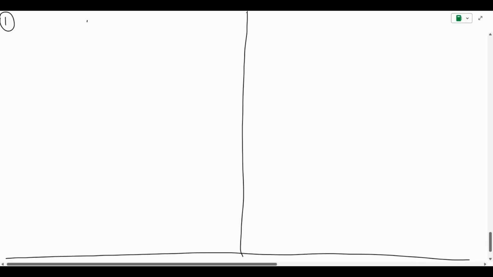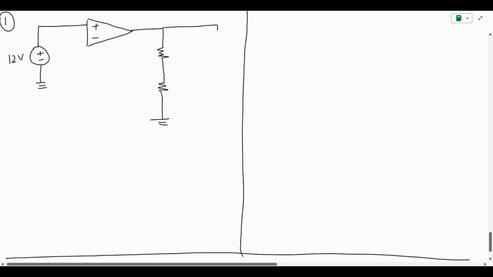So we have our operational amplifier, we have a positive or non-inverting and a negative inverting pin. Here the non-inverting pin is connected with a voltage supply of 12 volts, and then the output is connected to a resistor, then there is another resistor, and then it is grounded, and this is again connected to another resistor, and this is the circuit.